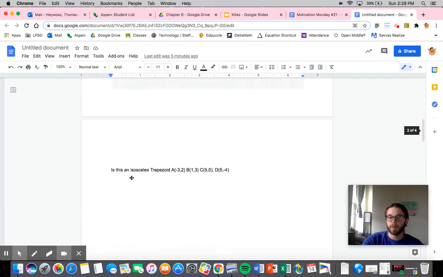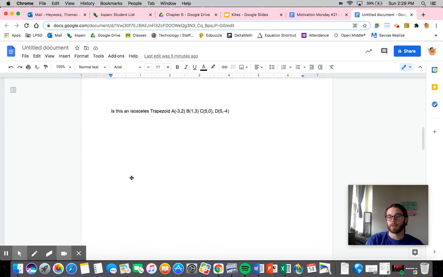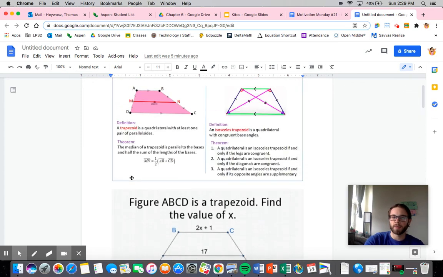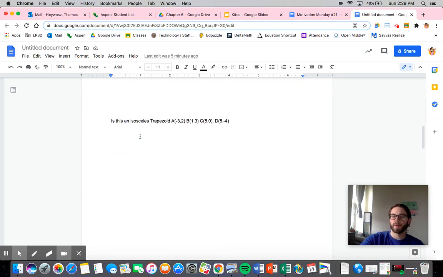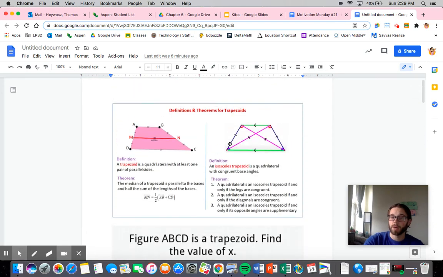And now, if we wanted to figure out if this is an isosceles trapezoid, what would we have to do? Well, we would have to first start off by showing that it's a trapezoid. And again, if we go back to our definition of what a trapezoid is, it says we have a pair of parallel sides. Okay, so we would have a pair of parallel sides. So that's where we're going to start. From there, what do we need to show? Well, we can show it's isosceles if we can show that the legs are congruent, which would be distance formula.